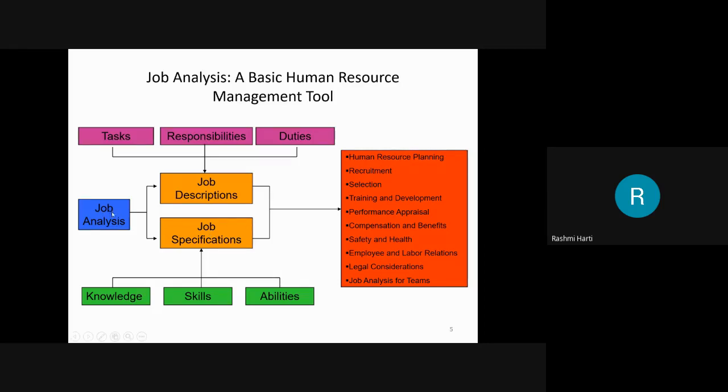When you have a clear job description and job specification, both put together is called job analysis. This job analysis is a base for human resource planning. If you want to plan for human resource in your organization, you have to have job analysis in your hand. If you want to go for recruitment functions within the organization, you have to have job analysis in your hand. Selection, training, performance, compensation, safety and health, employee and labor relationship, legal consideration, and job analysis for team: for performing all these functions, job analysis is a base, on which all these functions are performed.